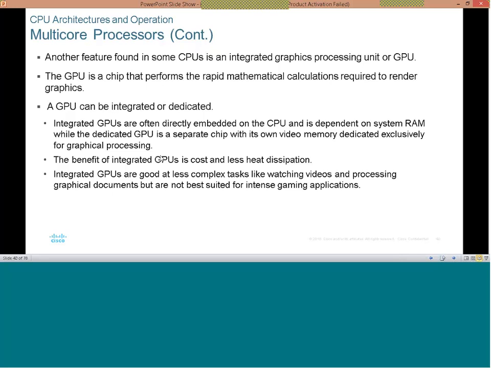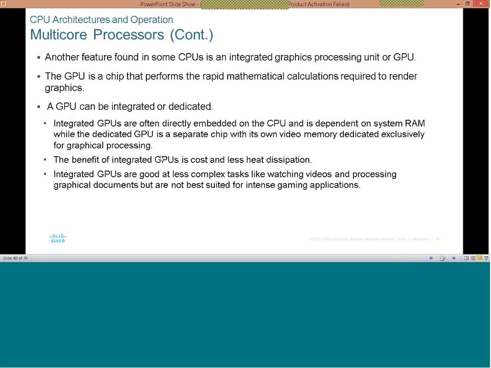So a GPU can be integrated or dedicated. Integrated GPUs are often directly embedded on the CPU and depend on the system RAM, while a dedicated GPU is a separate chip with its own video memory dedicated exclusively to graphics processing. The benefits of an integrated GPU are cost and less heat dissipation. Integrated GPUs are good at less complex tasks like watching videos and processing graphical documents, but are not best suited for intensive gaming applications.